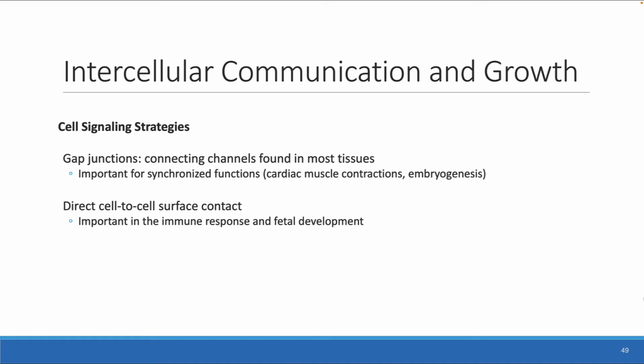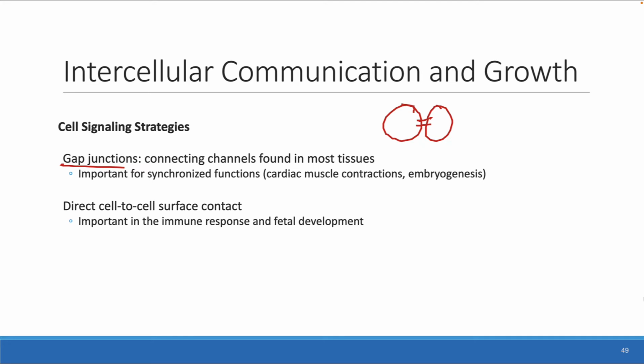Now, how do cells communicate, and what is it that's responsible for signaling growth? Well, we have different cell signaling strategies in our cells. One of those cell signaling strategies is a function called the gap junction. This is where these channels exist between cells. So you have two cells sitting side by side, a cell here and a cell here. And then you have this gap junction, which is a connecting channel that helps to synchronize these cells.